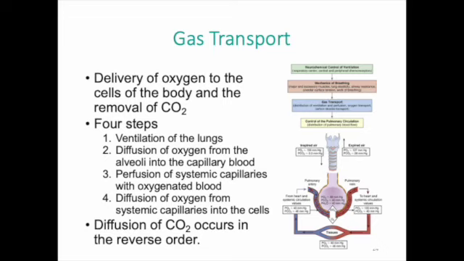These steps in the transport of CO2 can also occur in reverse order. We have the diffusion of CO2 from the cells into the systemic capillaries. We'll have the perfusion of pulmonary capillary beds by venous blood, the diffusion of CO2 into the alveoli, and then the removal of CO2 from the lung by ventilation. If any of these steps, moving forward and backwards, oxygen and CO2, are impaired by respiratory or cardiovascular diseases or disorders, then gas exchange at the very cellular level is going to be compromised.